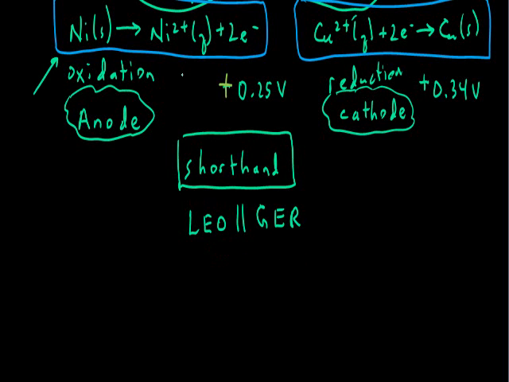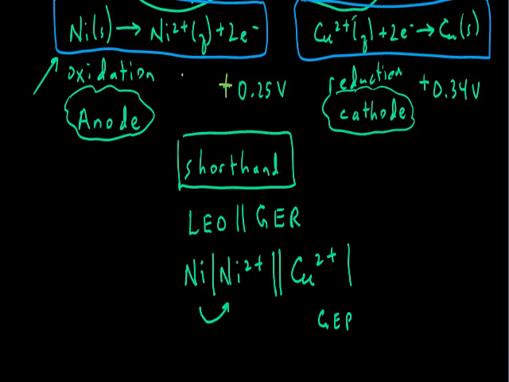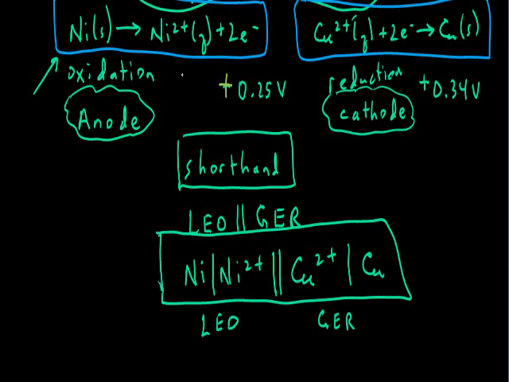If we look at our LEO oxidation half reaction, we have nickel turning into nickel 2+ ions. For this half reaction, the nickel is written first. There's a little slash, then the nickel 2+. We draw our 2 lines to represent the salt bridge. And then we write the half reaction taking place on the GER side, which would be copper 2+ ions turning into elemental copper. We now have our LEO half reaction followed by the GER half reaction, and this would be our shorthand notation for this entire electrochemical cell setup that we have.